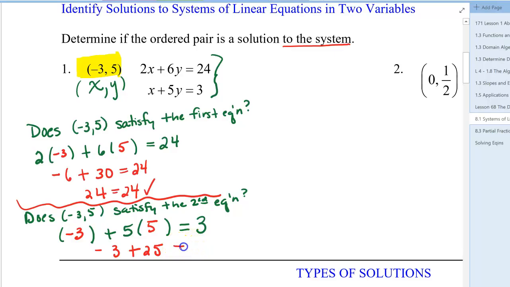And we want to see if that's equal to 3. Well, -3 plus 25 is 22. And 22 does not equal 3. So because that ordered pair did not satisfy both equations in the system, it is not a solution to the system.